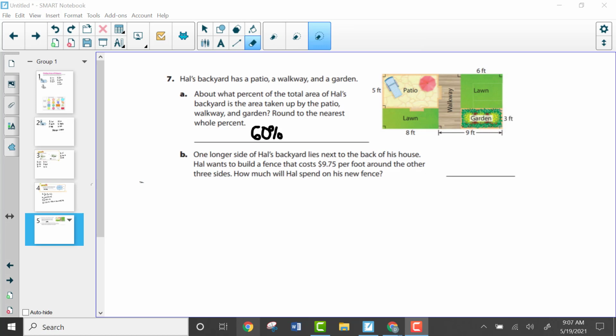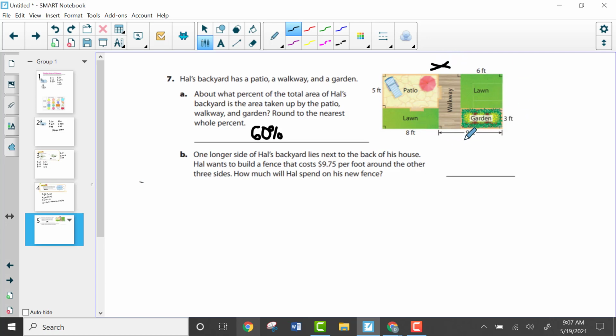Now we're going to wrap up the video by answering letter B. It says, one longer side of Hal's backyard lies next to the back of his house. He wants to build a fence that costs $9.75 per square foot around the other three sides. How much will Hal spend on his new fence? So we know right away that one of these longer sides is going to be canceled out. So we'll just cancel out this top part.